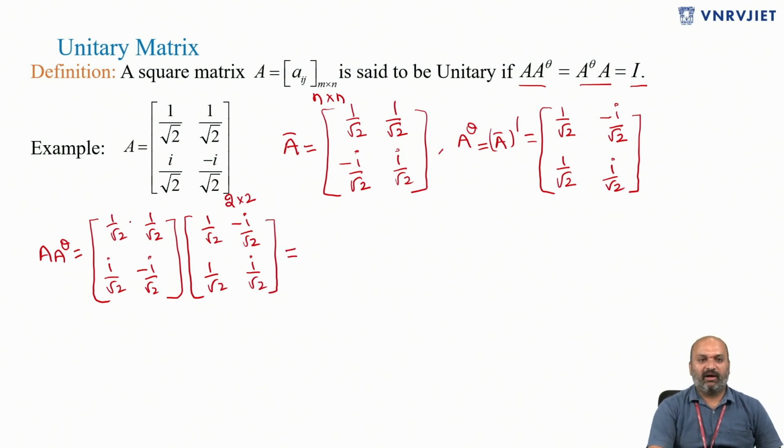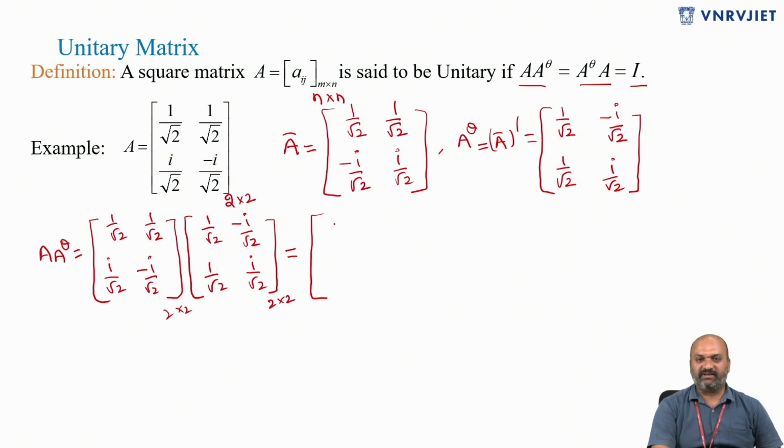How do we multiply the two matrices? This is a 2 by 2 matrix, and this is also a 2 by 2 matrix, so the resulting matrix would also be 2 by 2. The number of columns in the first matrix is equal to the number of rows in the second matrix, so the multiplication is compatible, and the resulting matrix is of order number of rows in the first matrix by number of columns in the second matrix, that is 2 by 2 again.